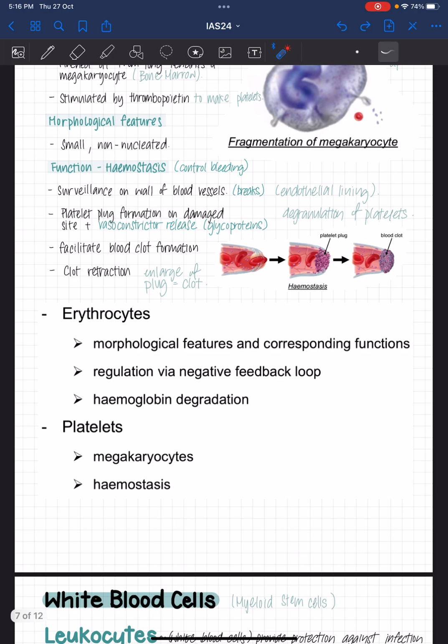Their function is for hemostasis, which controls bleeding. So what they do is that they survey the endothelial lining of blood vessels for any injuries or breaks, and then they'll form a platelet plug on the damaged site, and the degranulation of platelets will release glycoproteins that signal for vasoconstriction, so then there won't be as much blood flow at the site of damage. And it also facilitates blood clots, so you make a plug and then a clot. After you form the clot, the platelets also help in clot retraction, which pulls in the walls of the blood vessel, and then the blood vessel is fixed.